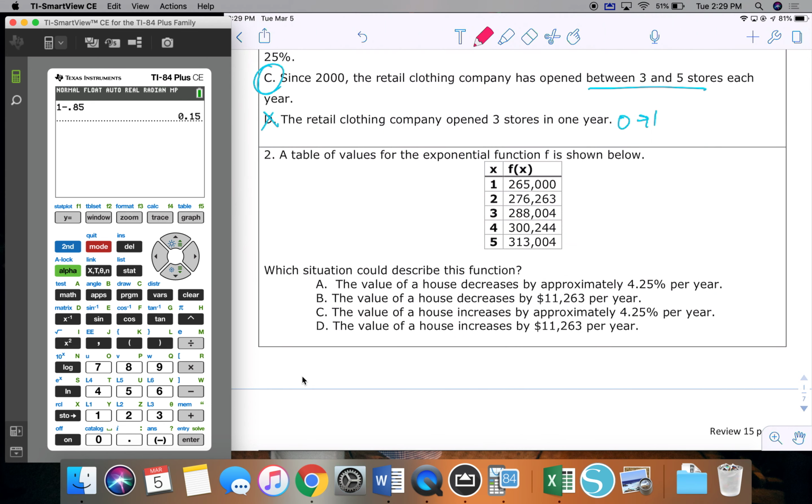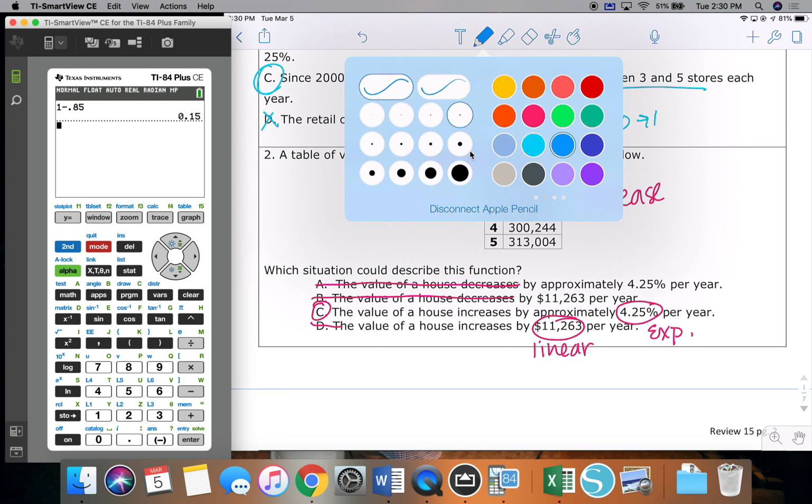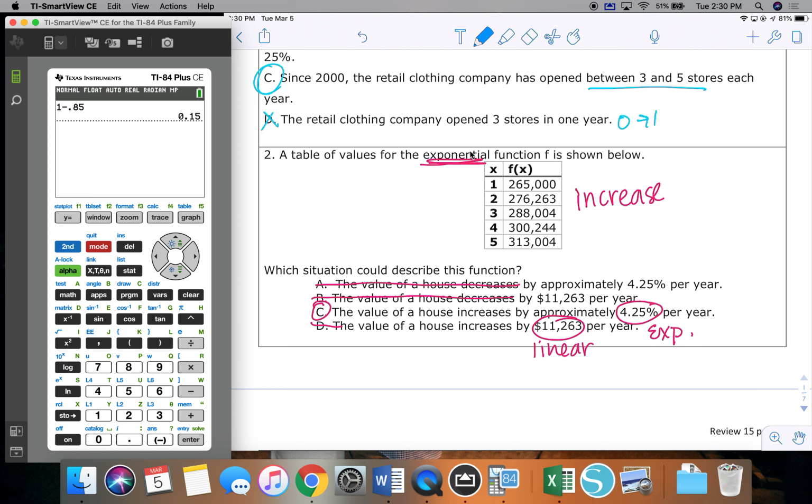Part 2, they tell me the table of values is for an exponential function shown below. So we know it's exponential. Which situation could describe this function? So first thing I'm going to do is look at the table. 265, 276. These numbers are increasing. So anything that says decreases, I'm going to mark out. So now I got 2 answer choices left. Percentages are exponential functions, and whole numbers are linear. So let me see. This one said it was an exponential function, so that has to be answer choice C. Can't be D because D is a linear function, but they told you it was exponential.